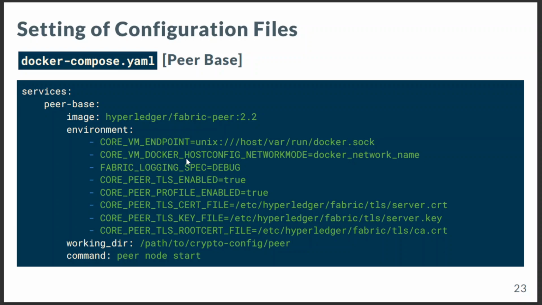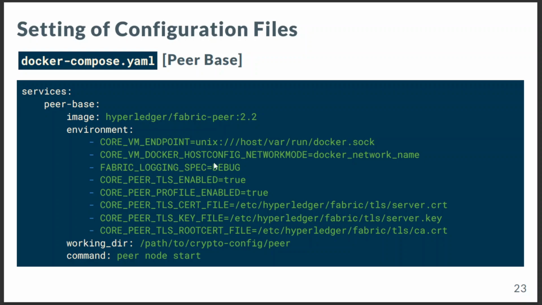Next, we have the VM Docker host config network mode, which is which network it is going to connect to. We have to create a Docker virtual network so that the containers can communicate within that network. That network name is a default name, the Docker network name. You can have any name; that depends on how you set up the Docker Compose. By default, Docker Compose uses the directory name as the project name for setting up the network, but you can have anything.